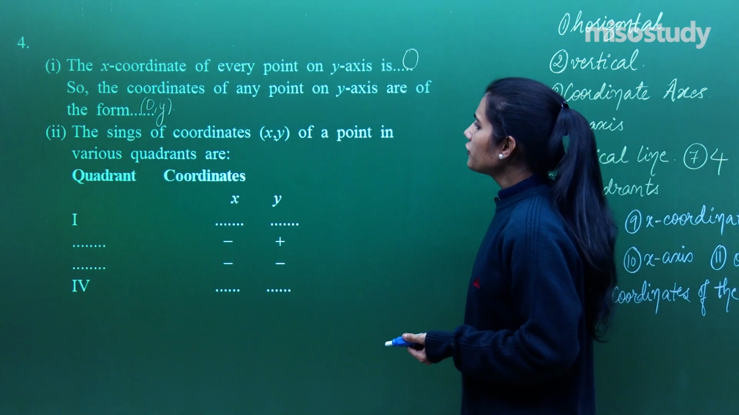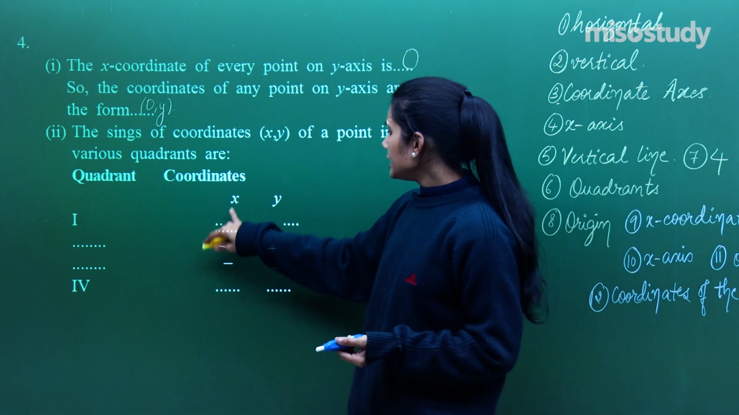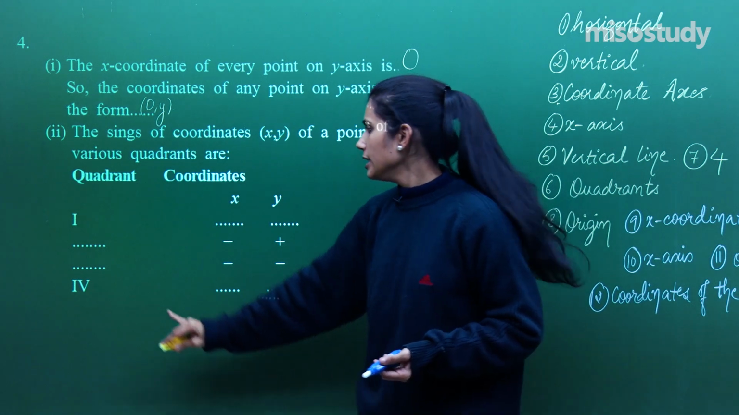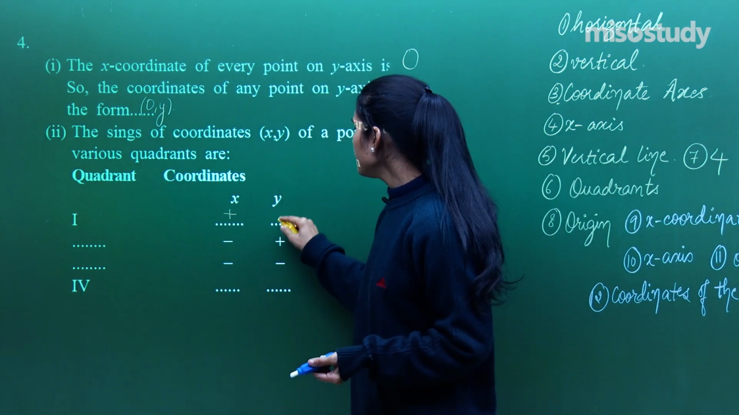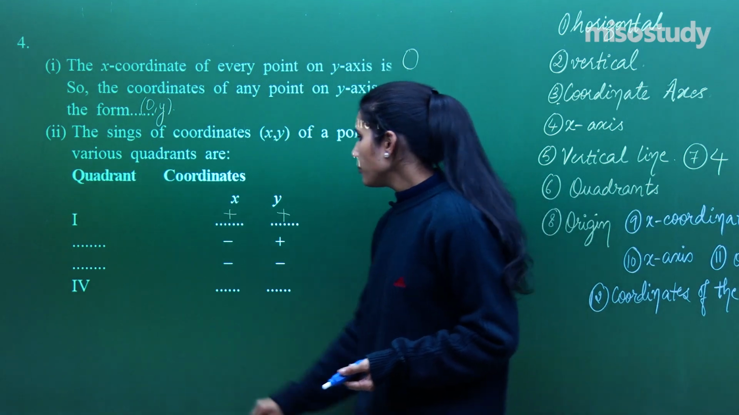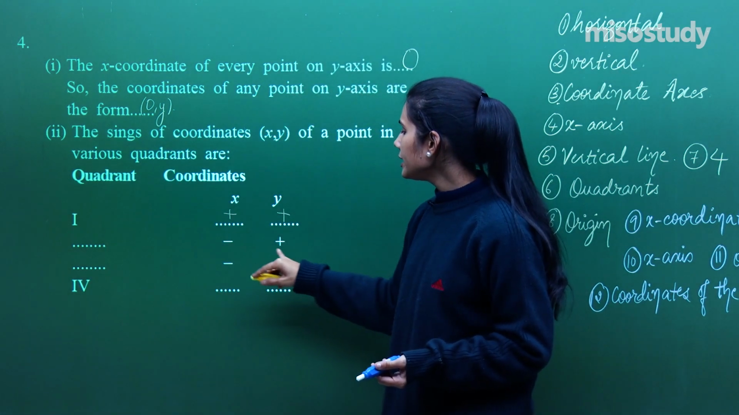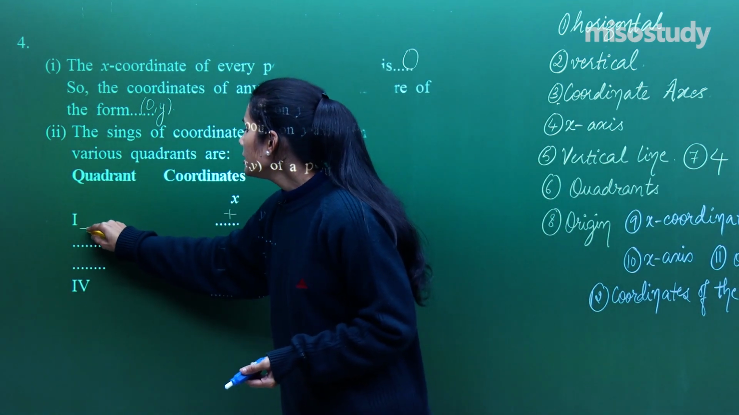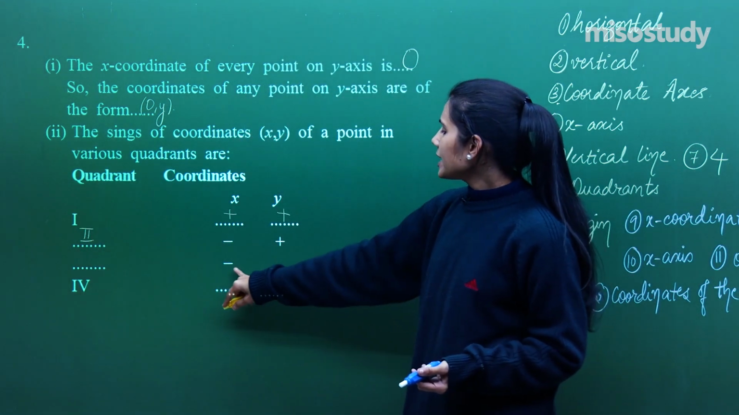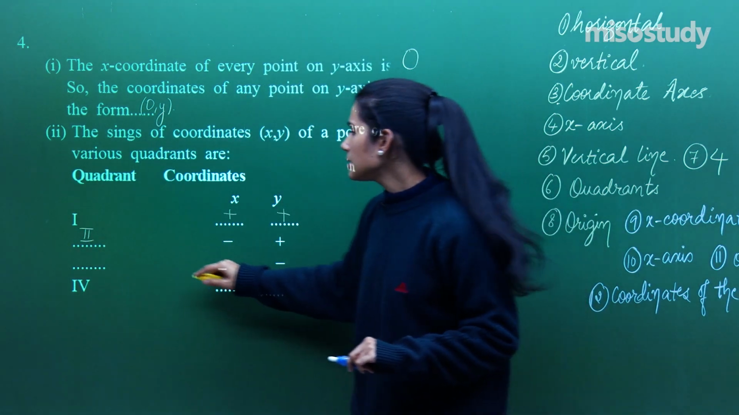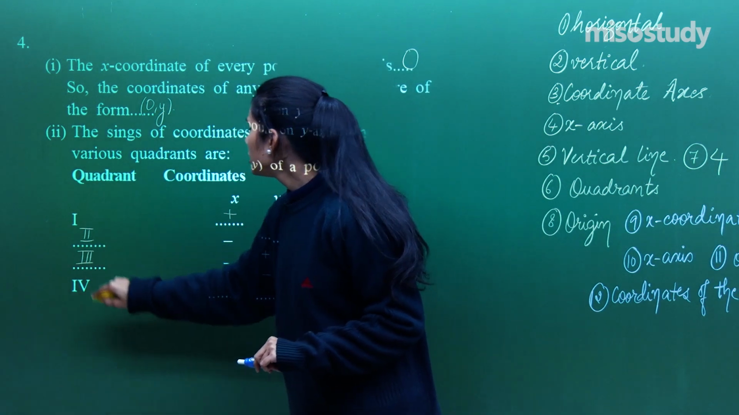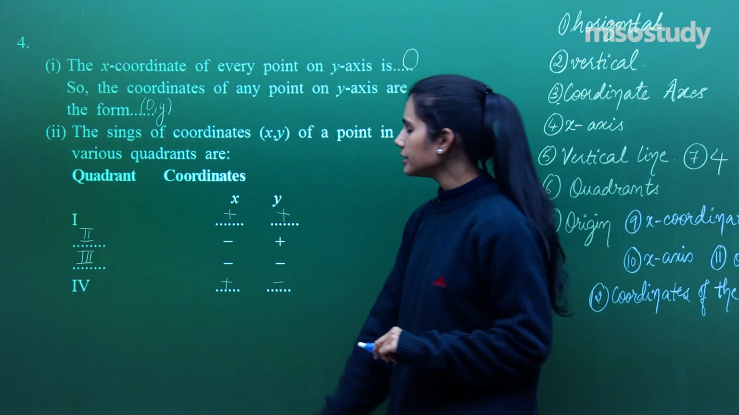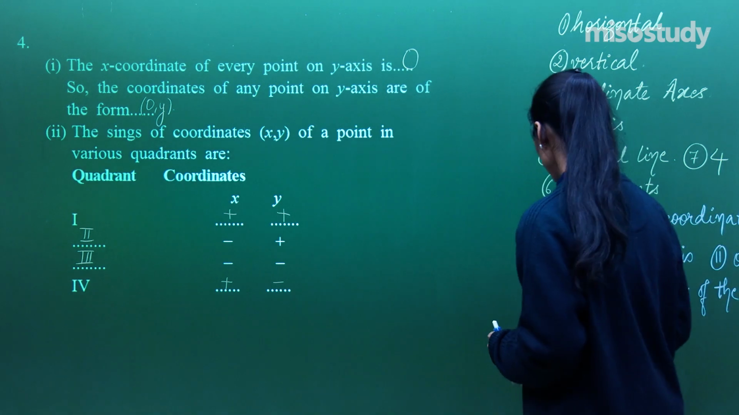What are the signs of coordinates of a point in various quadrants? This is the sign for x and this is the sign for the y coordinate of any point lying in the respective quadrants. In the first quadrant, x coordinate I know is positive, y coordinate is also positive. If a point is lying in which quadrant such that its x coordinate is negative, y coordinate positive. For x coordinate negative and y coordinate positive, the point should lie in the second quadrant. If the x coordinate is negative and y coordinate is also negative, that means the point is lying in the third quadrant. And if the point is lying in the fourth quadrant, then its x coordinate is positive, y coordinate is negative. We already know this.